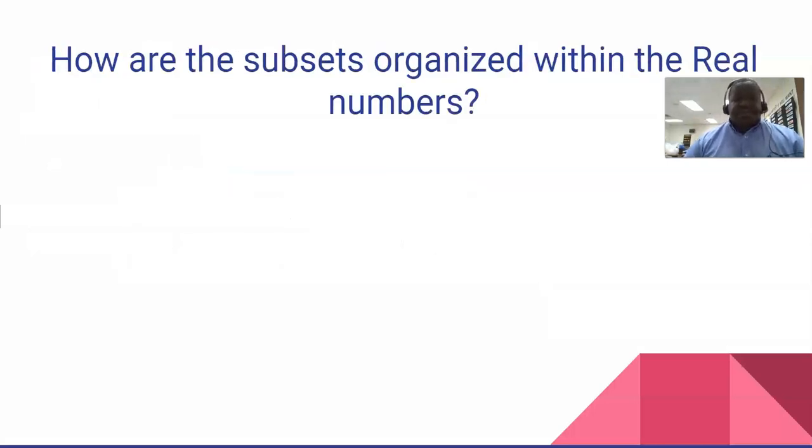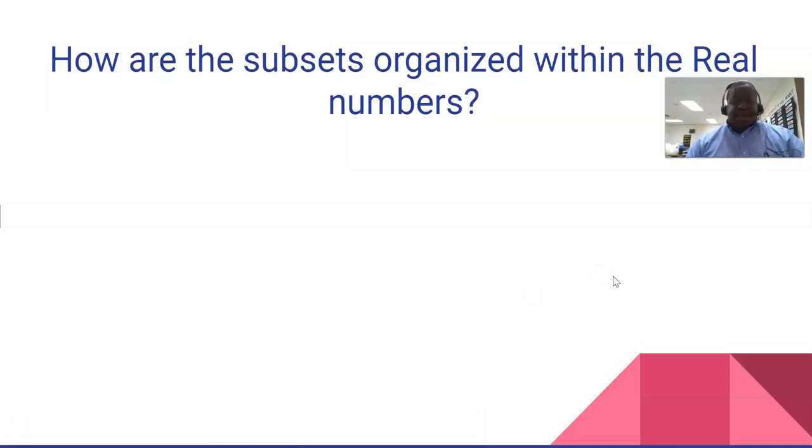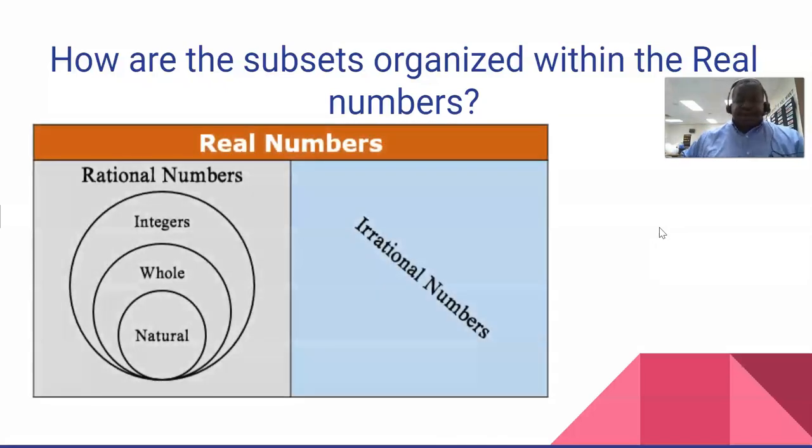So how are the subsets organized within the real numbers? How do they connect? How are they interrelated? That was our second learning objective. And I think here, instead of just looking at a bunch of definitions, a picture would go a long way in that regard. So when we think about it, natural numbers are the smallest subset of the real numbers.